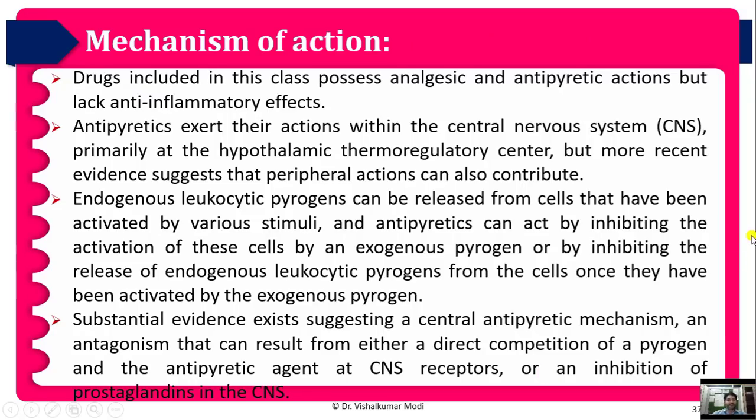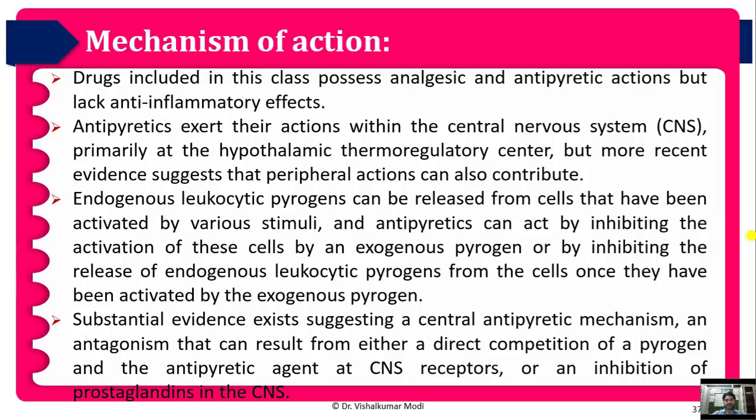Mode of action. Drugs included in this class possess analgesic and antipyretic action but lack anti-inflammatory effect. Antipyretics exert their action within the central nervous system, primarily at the hypothalamic thermoregulatory center, but more recent evidence suggests that peripheral action can also contribute. Endogenous leukocytic pyrogens can be released from cells that have been activated by various stimuli, and antipyretics can act by inhibiting the activation of these cells by an exogenous pyrogen or by inhibiting the release of endogenous leukocytic pyrogens from the cells once they have been activated by the exogenous pyrogen.